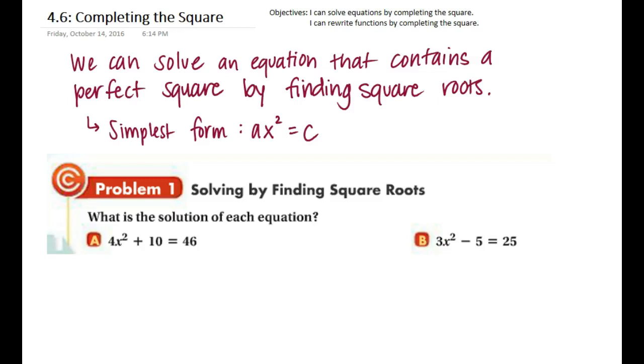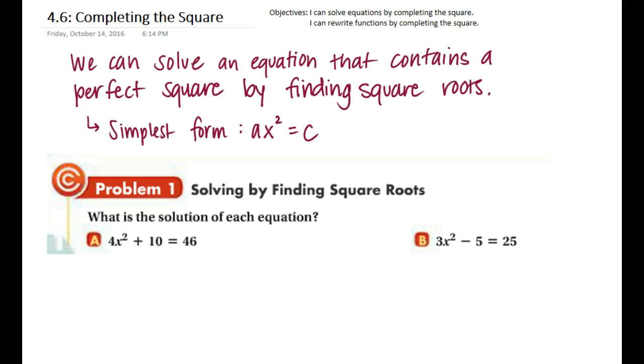In this lesson video, we're going to be learning about section 4.6, completing the square. Our objectives are that we can solve equations by completing the square as well as rewriting functions by using the same method. So we are going to solve equations that contain perfect squares by finding square roots.